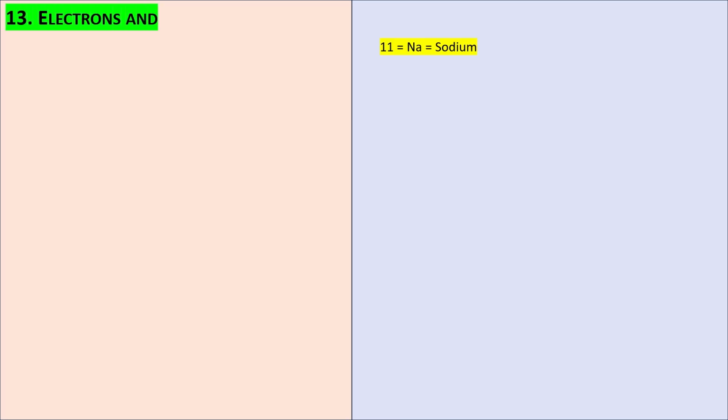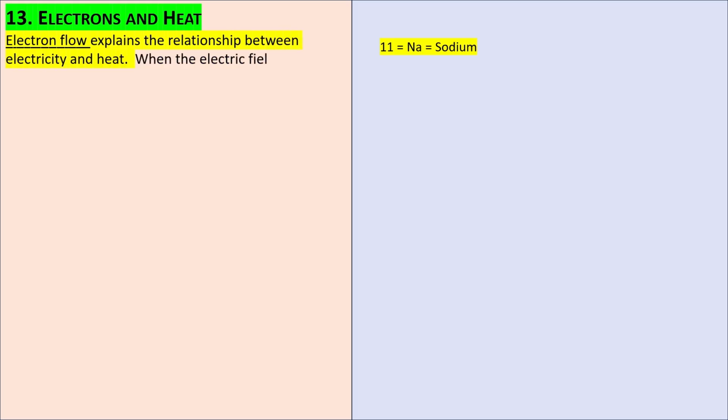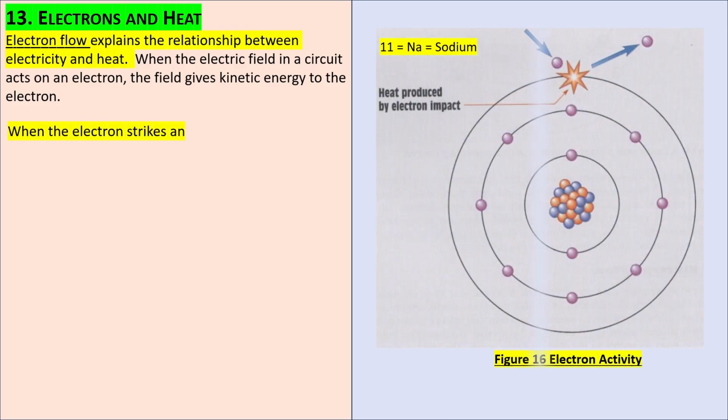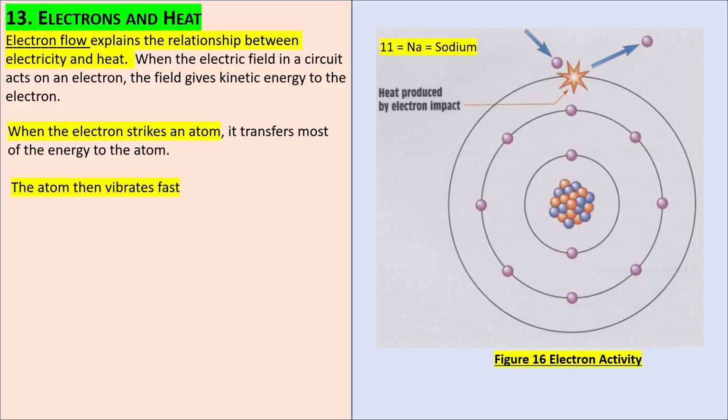Electrons and heat. Electron flow explains the relationship between electricity and heat. When the electric field in a circuit acts on an electron, the field gives kinetic energy to the electron. When the electron strikes an atom, it transfers most of the energy to the atom. The atom then vibrates faster. Faster vibration means more heat, since it is energy of motion.